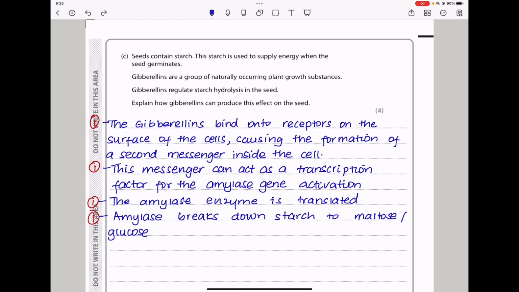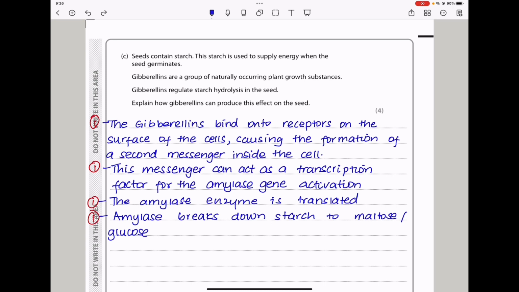Here they say, seeds contain starch. The starch is used to supply energy when the seeds germinate. Gibberellins are a group of naturally occurring growth substances, and gibberellins regulate starch hydrolysis in seeds. Explain how gibberellins can produce this effect on the seed.